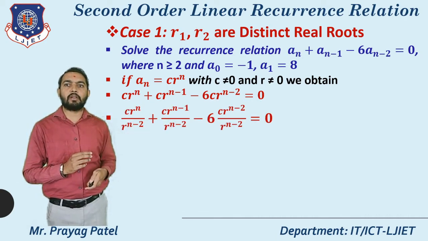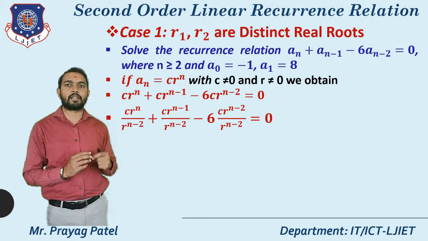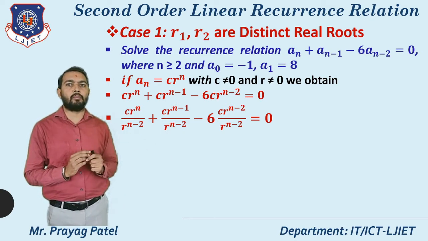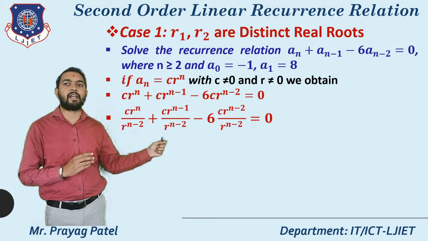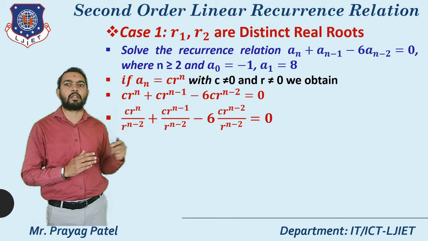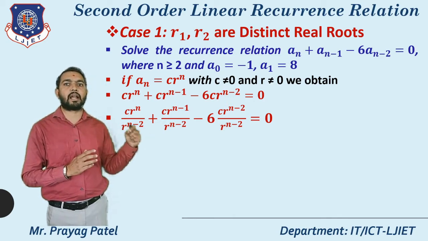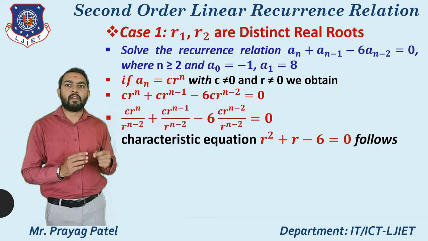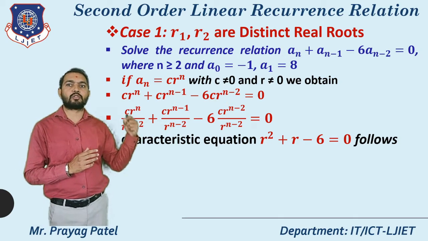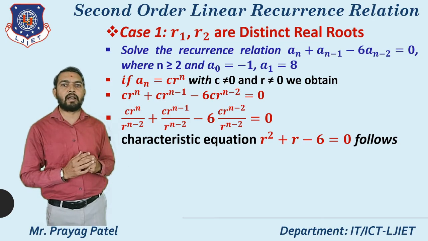Now in this equation we find the minimum power of r. So r raised to n minus 2 is the minimum power. So we divide all three terms by r raised to n minus 2. Then the resultant equation is: c r raised to n divided by r raised to n minus 2, plus c r raised to n minus 1 divided by r raised to n minus 2, minus 6 c r raised to n minus 2 divided by r raised to n minus 2, is equal to 0. Now when we subtract the powers in r raised to n divided by r raised to n minus 2, we get only 2 as the answer.